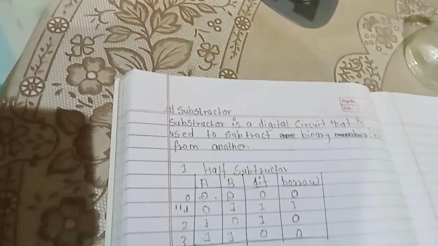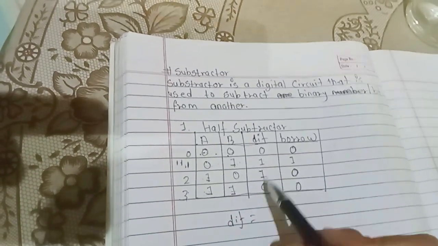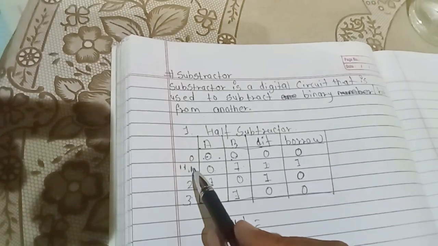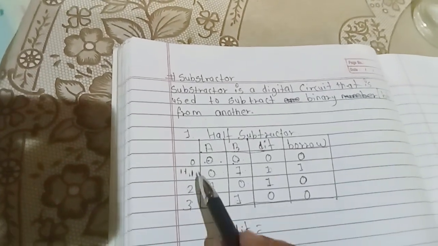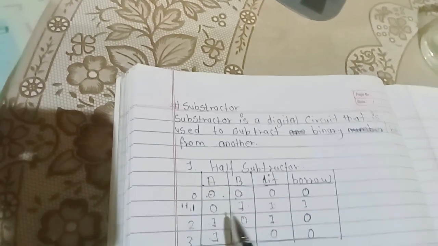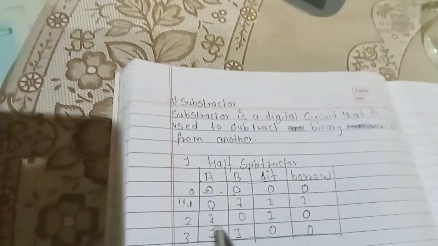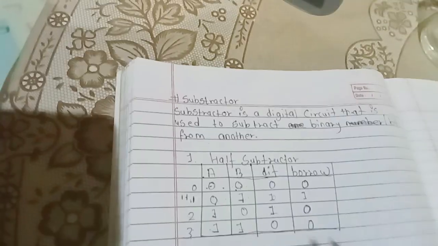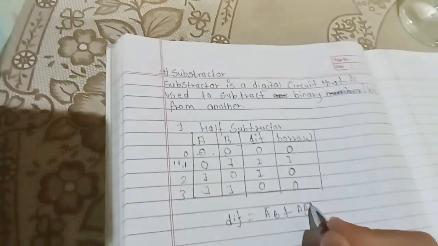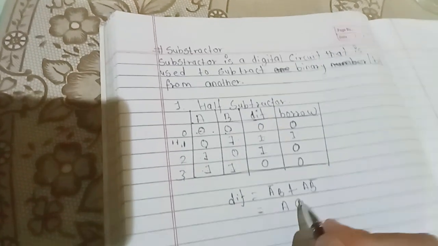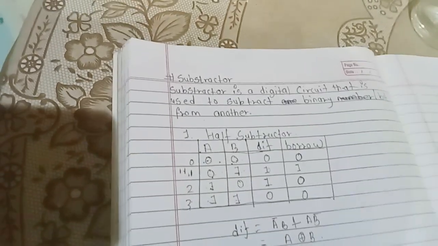So for the difference bit, look at that. We have two minterms, 1 and 2. This is a complement b plus a b complement. If you know logic gates, this means a XOR b.